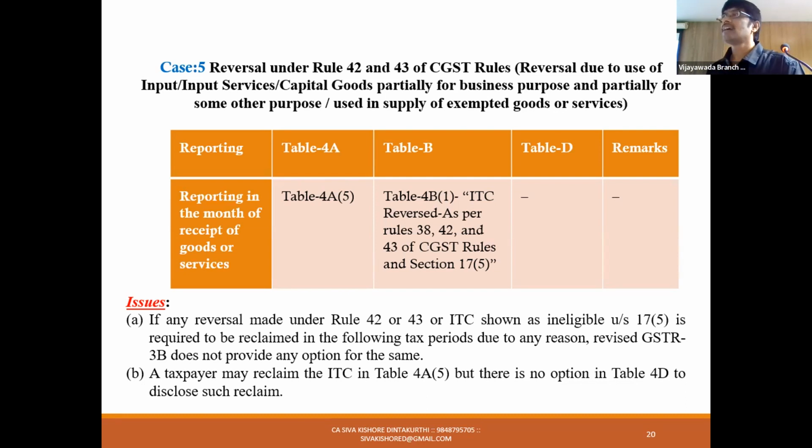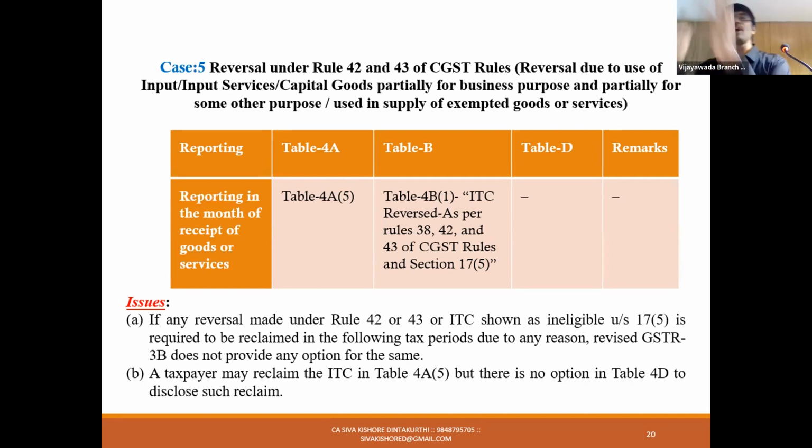Or otherwise, you do one thing, you show it in 4D1, make a reconciliation. It's only for statistical purposes. So tomorrow, if the department asks you, you explain, sir, there is no place to show it. Instead of leaving it blank, I have shown it in 4D1. But whether that is tenable under the law or not, or can he proceed against the assessee to file a penalty? There is no answer. A taxpayer may reclaim the ITC in table 4A5, but there is no option in table 4D.